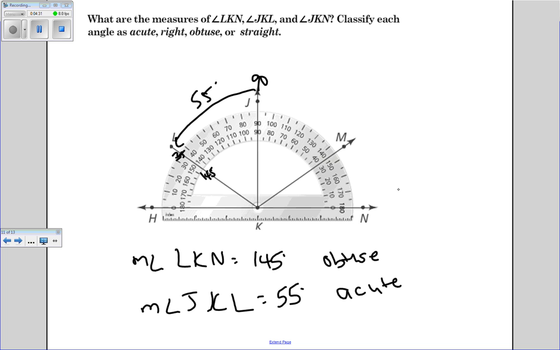Alright, last one on here. The measure of angle JKN.